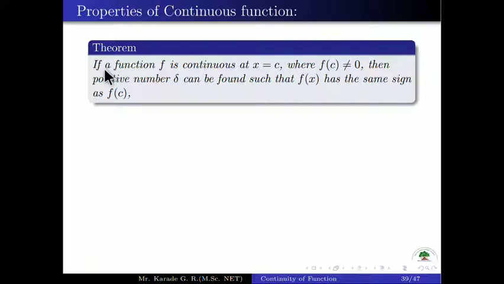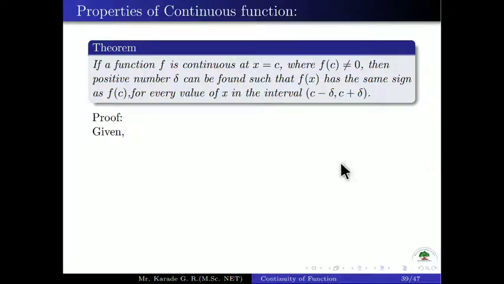Once again, if a function f is continuous at x equal to c, where f of c is not equal to 0, then a positive number delta can be found such that f of x has the same sign as f of c, for every value of x in the interval c minus delta, c plus delta. Let us write the proof of this theorem.